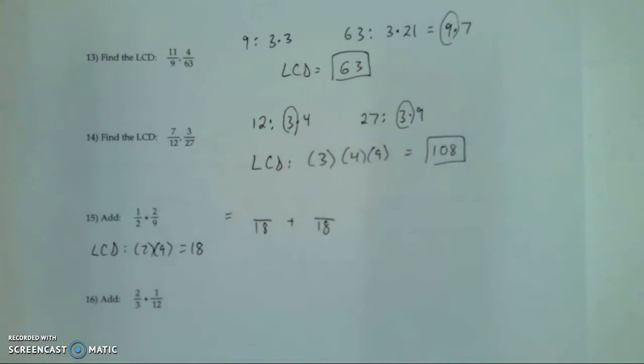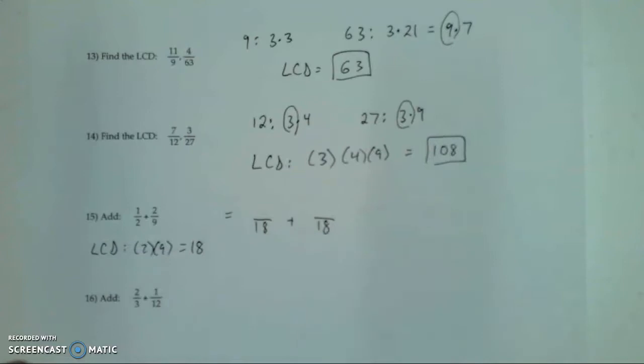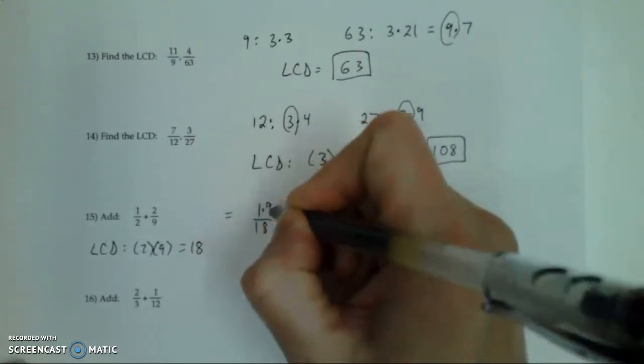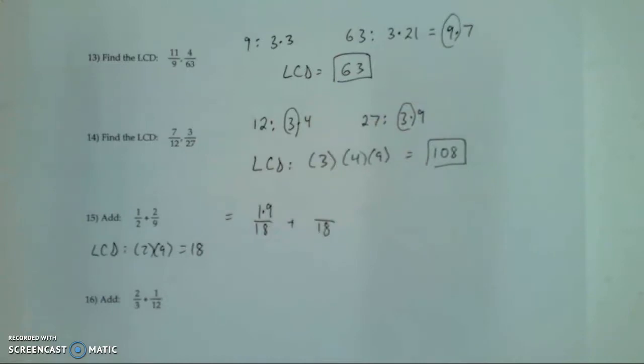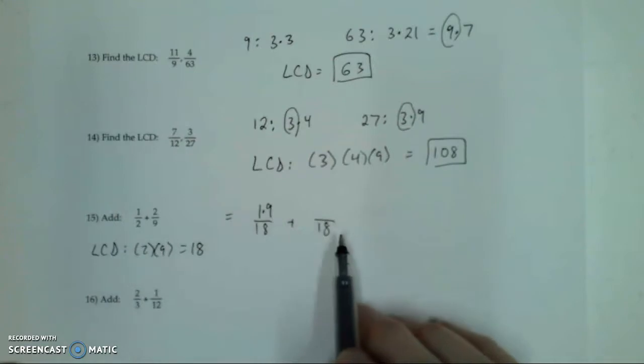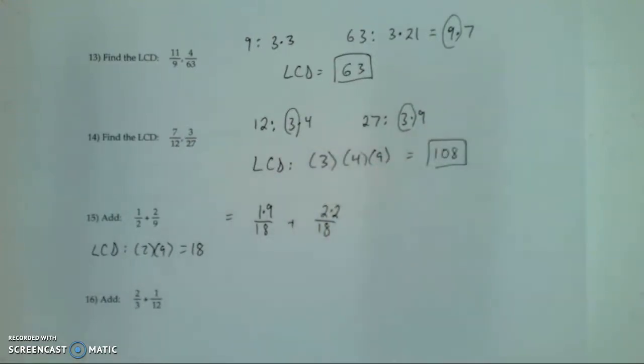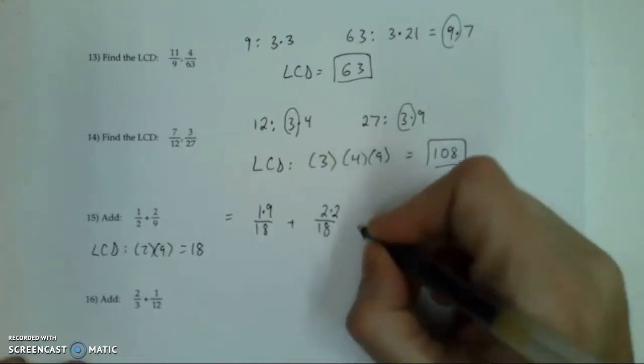Now, if I change the denominator, I have to change the numerator by the same amount. So to get from my first denominator of 2 to 18, what did I do? I multiplied by 9. I didn't write it out. I did that in my head. But I am going to write that out in the numerator. So I'm multiplying the numerator by 9 as well. For the second fraction, I multiplied 9 by 2 to get 18. So again, I'm going to do the exact same thing in the numerator.